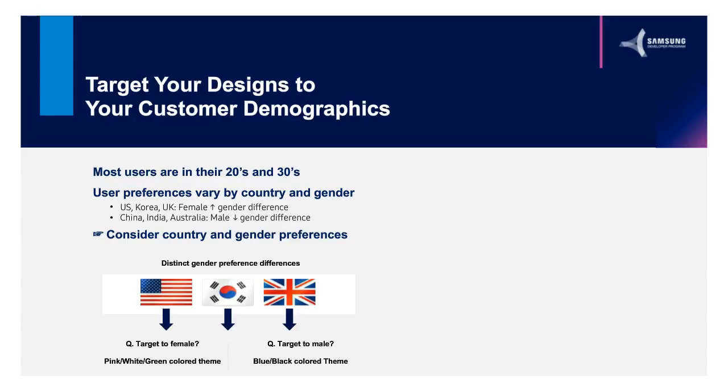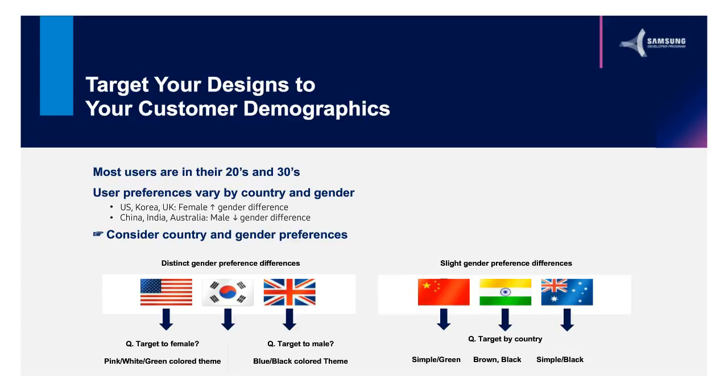For China, it's simple themes. Green color is popular. India, brown and black. Australia, simple designs with black colors.